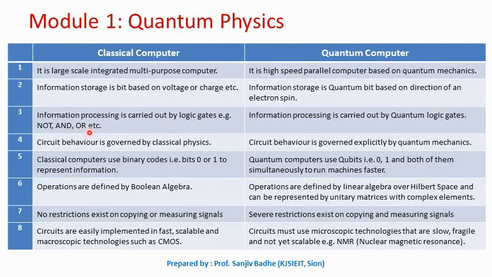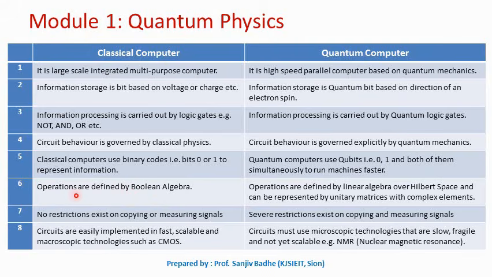In a classical computer, information processing is carried out with the help of logic gates: NOT gate, AND gate, OR gate, NAND gate, etc. And in quantum computing, information processing is carried out by quantum logic gates. So, different types of logic gates will be used. In classical computers, circuit behavior is governed by classical physics. In quantum computers, circuit behavior is governed by quantum mechanics. Classical computers use binary codes 0 or 1 to represent the information. Quantum computers will use qubits 0, 1 or both of them simultaneously to run the machine faster.